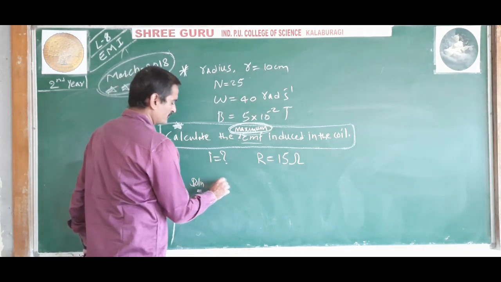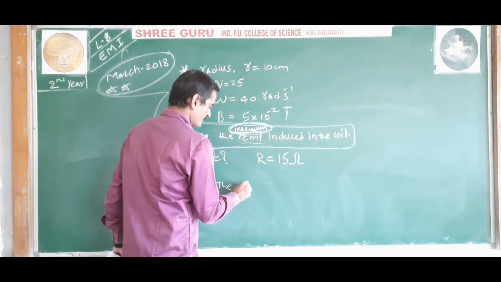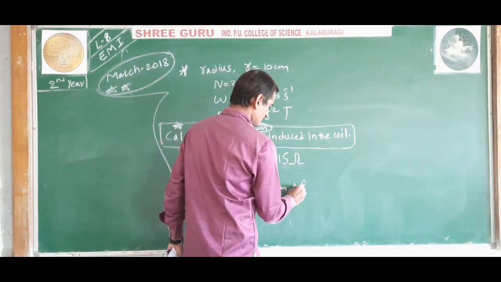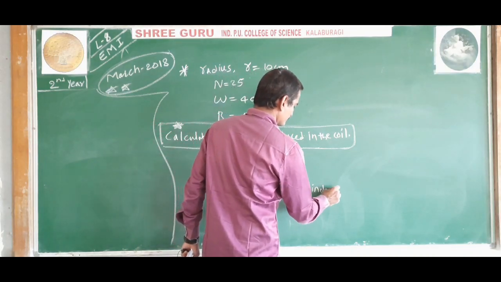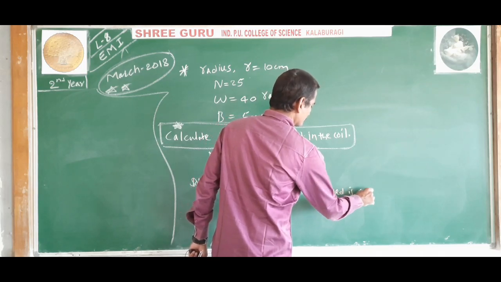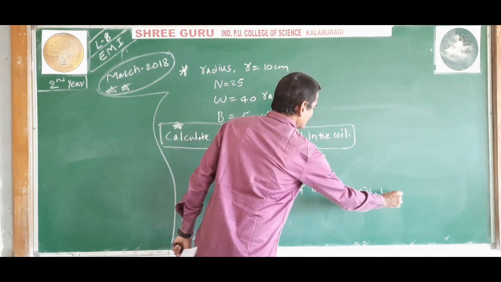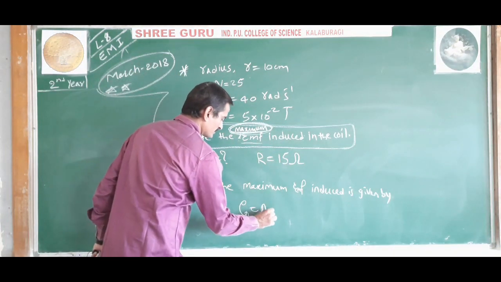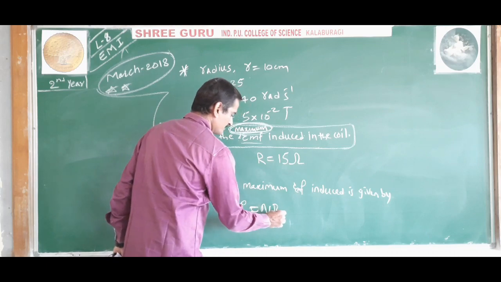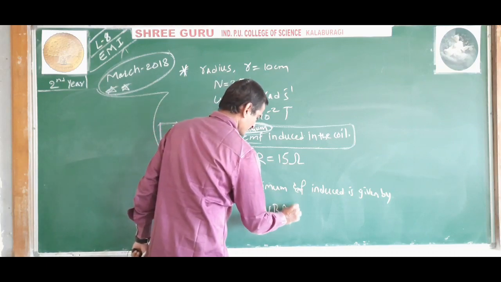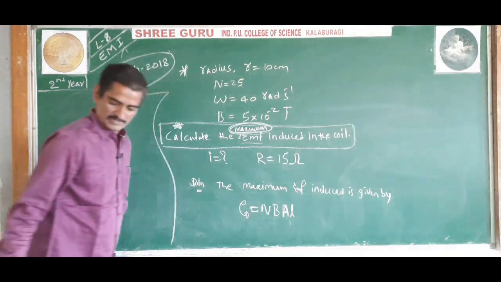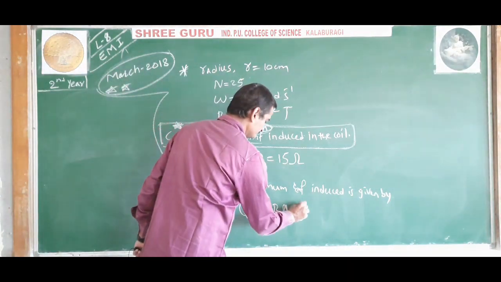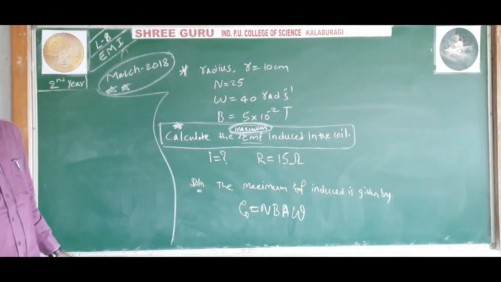The maximum EMF induced in the coil is given by E naught is equal to NBA omega. This is the maximum EMF induced in the coil.